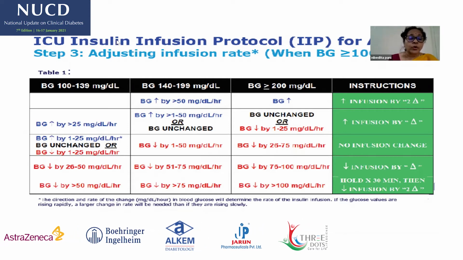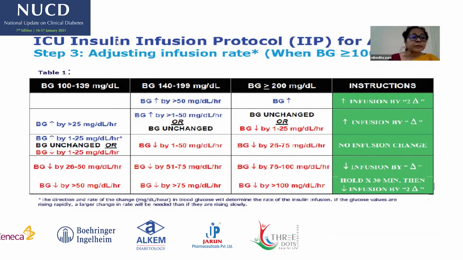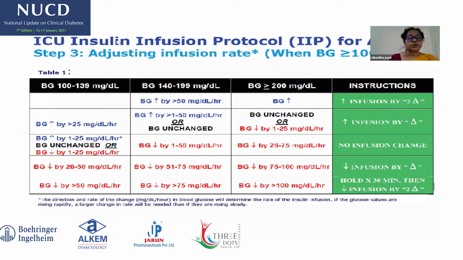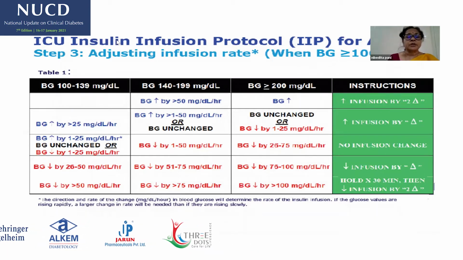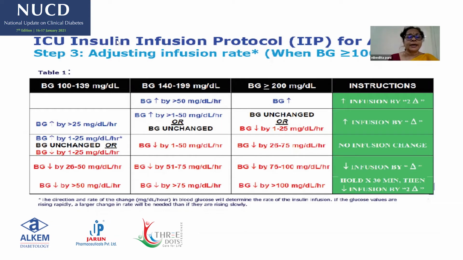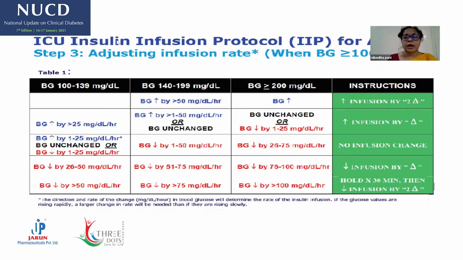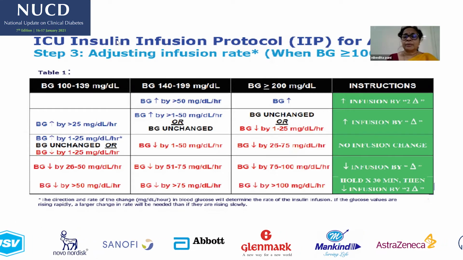Suppose the blood glucose is going down. Suppose a patient had 100 to 139, and the blood glucose is down by 26 to 50 milligram per dL per hour. Suppose the blood glucose is 140 to 199 and the glucose is going down by 51 to 75 milligram per dL per hour. If the blood glucose is more than 200, it is going down by 76 to 100. What will you do? There you decrease the infusion by delta.